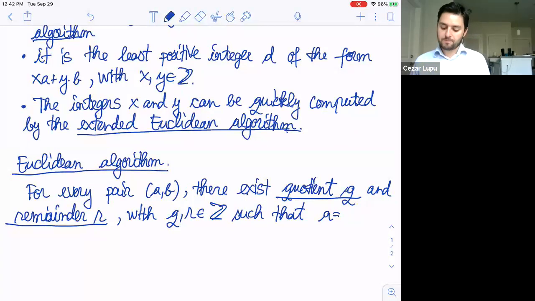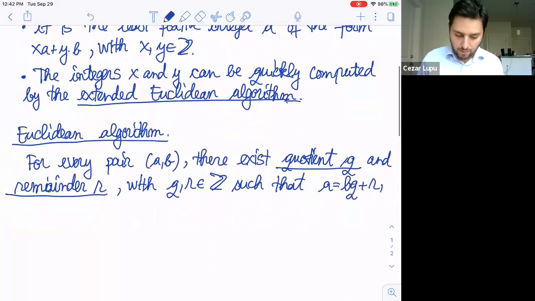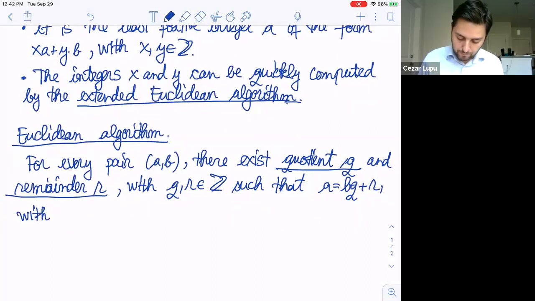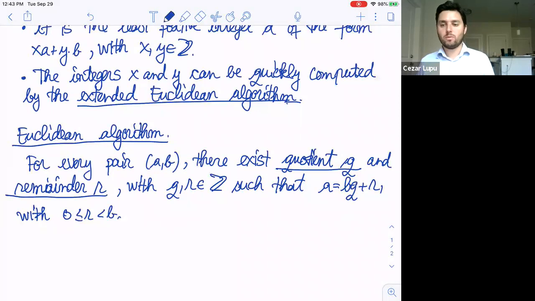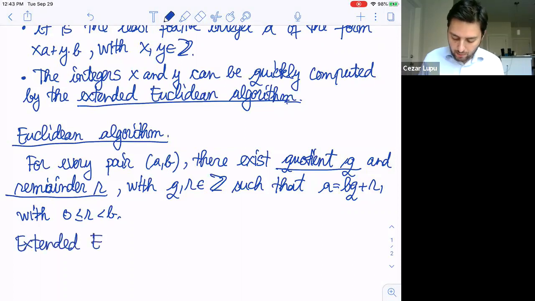All right, such that A can be expressed as B times Q plus R with R less than B. So this is the division algorithm with remainder. And this can be extended, or you can, if you want, generalize this. So the extended Euclidean algorithm.